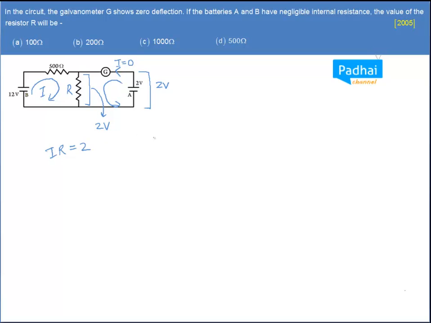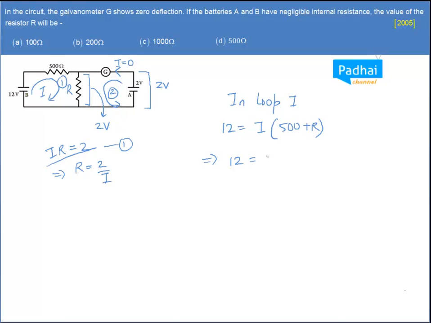Are you getting it? So that means, let us suppose this is loop 1 and this is loop 2. In loop 1, if we use Ohm's law, 12 will be equal to I into 500 plus R, right? So from here IR equal to 2, this was the first equation basically. This will give me R will be equal to 2 by I, right? That means, or rather we can directly use IR equal to 2. 12 will be equal to 500 I plus IR.